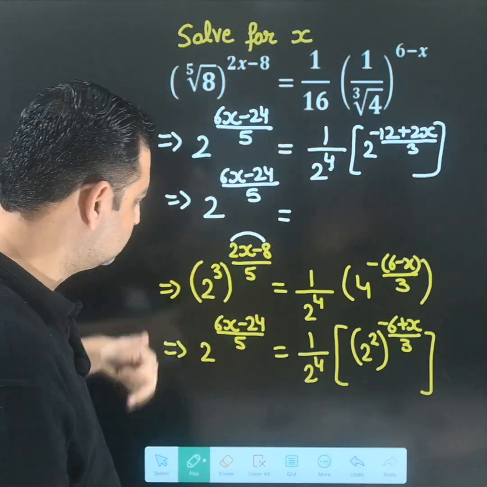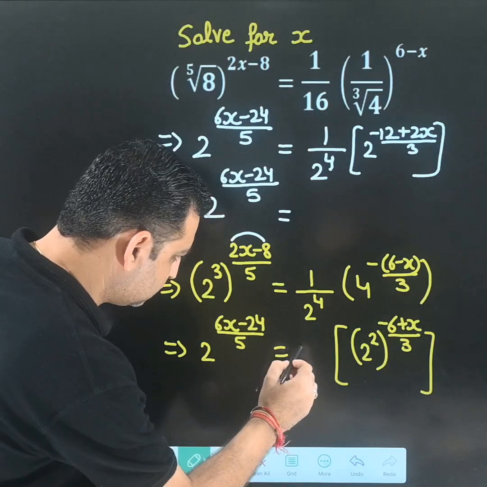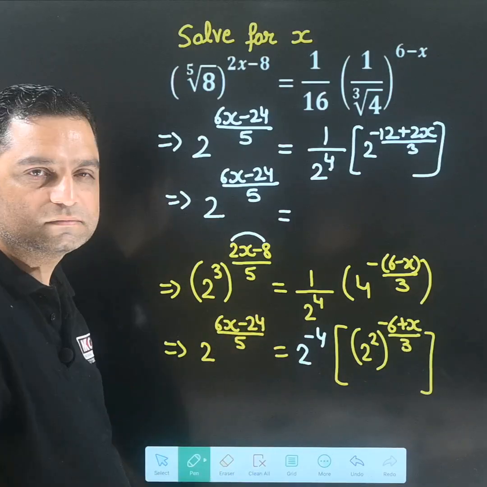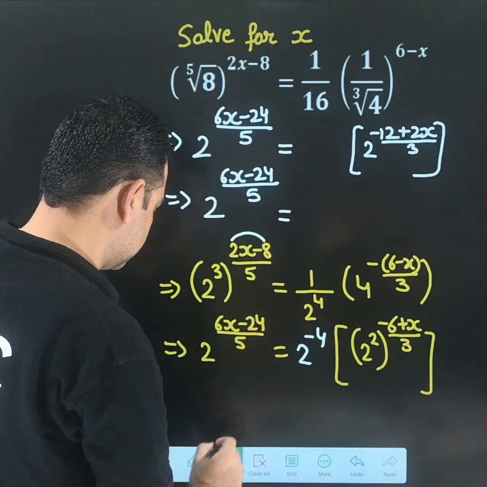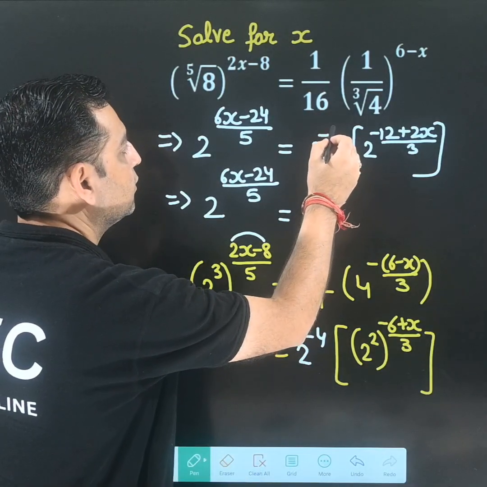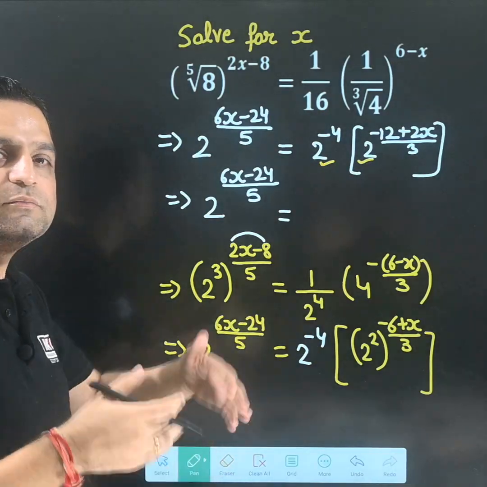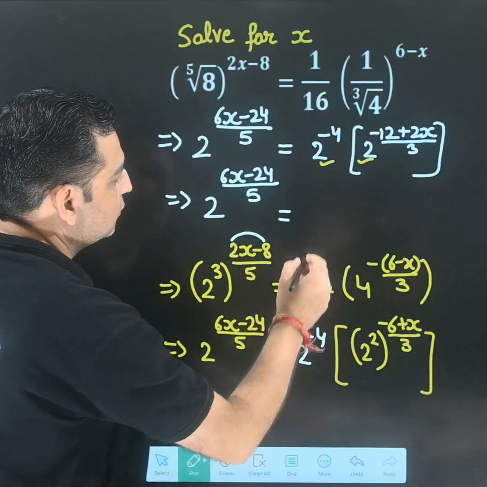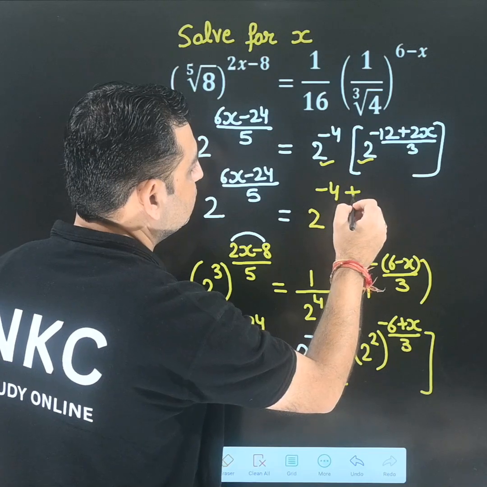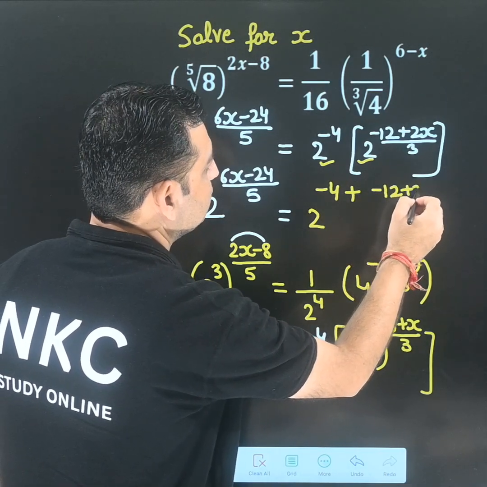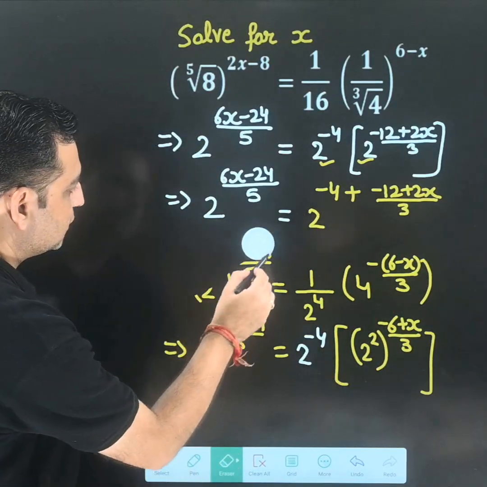You have two ways. One way is that at this place, even in the initial phase, you can write it as 2 power minus 4, bringing it to the numerator. And so here also it will remain 2 power minus 4. Now this 2 and this 2, both bases are the same. If bases are the same, then exponents are added. So what I can do, I can add both exponents, like minus 4 plus this minus 12 plus 2x upon 3. This is going to be added. Please check it very carefully.